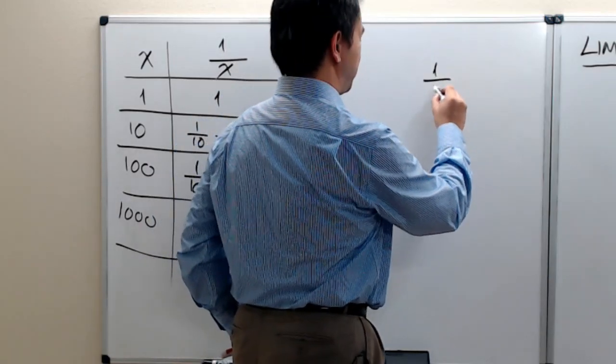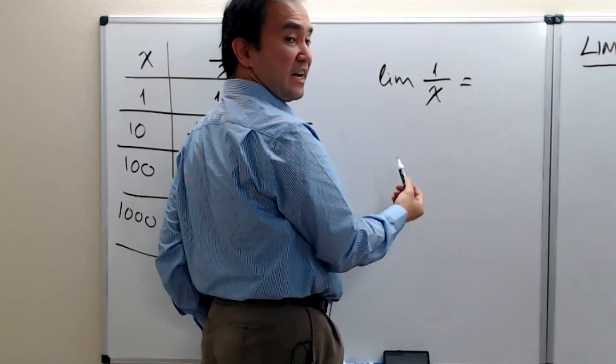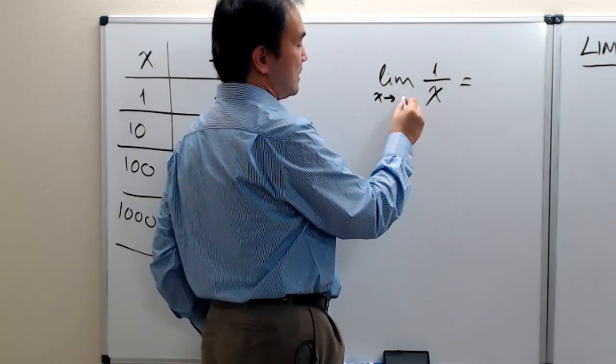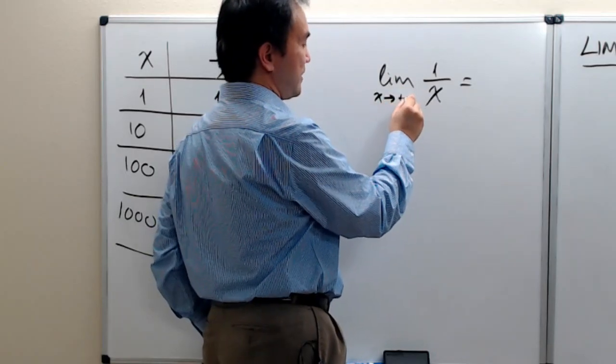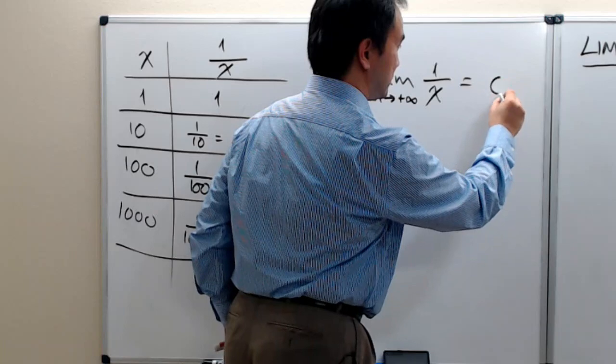1 over x has limits. Go ahead and make that estimate as I complete my statement here. So as we're letting x head to positive infinity, then this function 1 over x has limit 0.